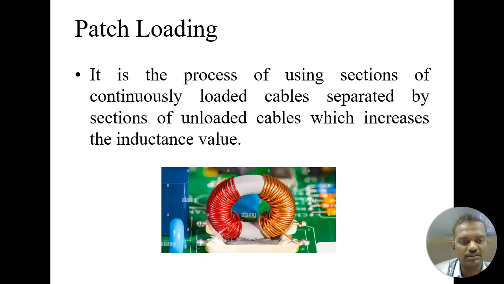Then another method is called patched loading. In patched loading there are two methodologies combined, lumped loading and continuous loading. Here the inductance value will increase with the introduction of an unloaded line. You could see that over a long length there will be a loaded line followed by an unloaded line. That's why it is called the patched loading methodology. Comparing lumped loading, patched loading and continuous loading, the continuous loading methodology is the one followed in real-time applications.